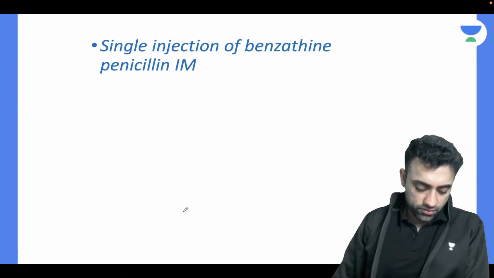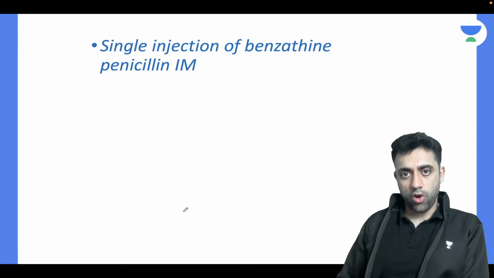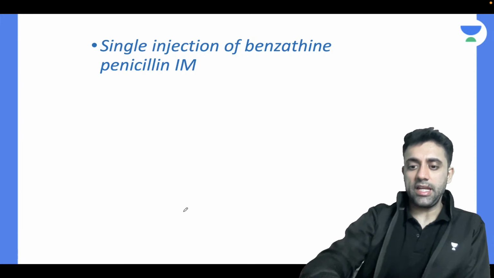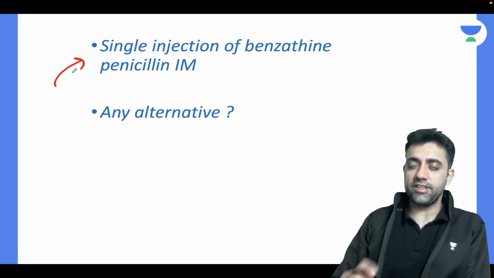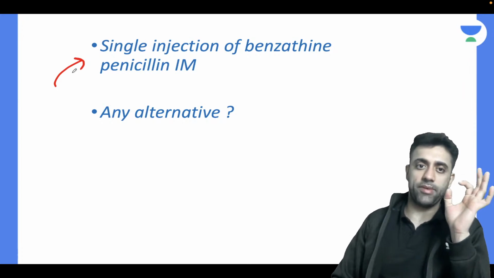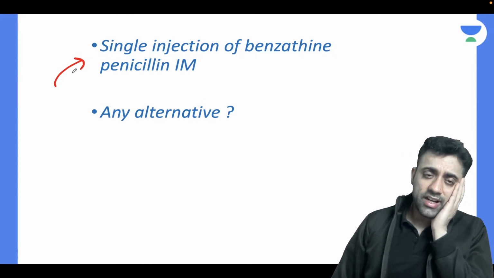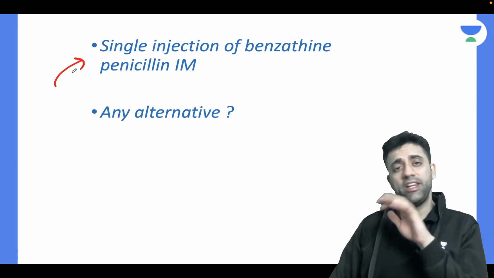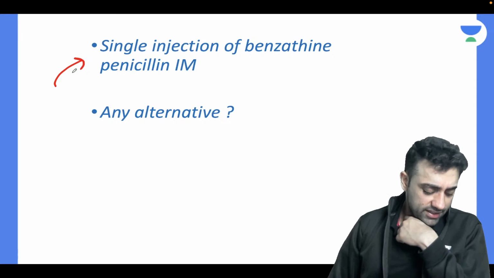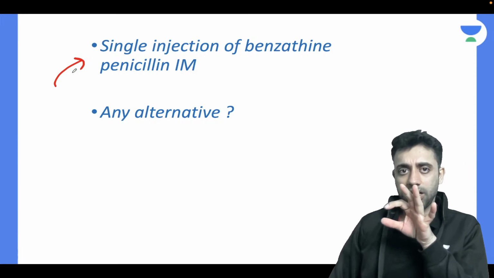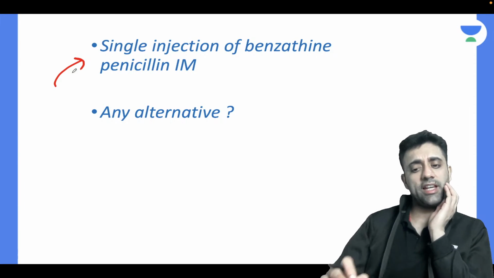Next, yes, we all know that a single injection of benzathine penicillin intramuscular. That is the first treatment we give. Any alternative do we have? I am very allergic to penicillin, or I'm having acute rheumatic fever. Can you give me anything else? Is this the only option available, or can you give me anything else?